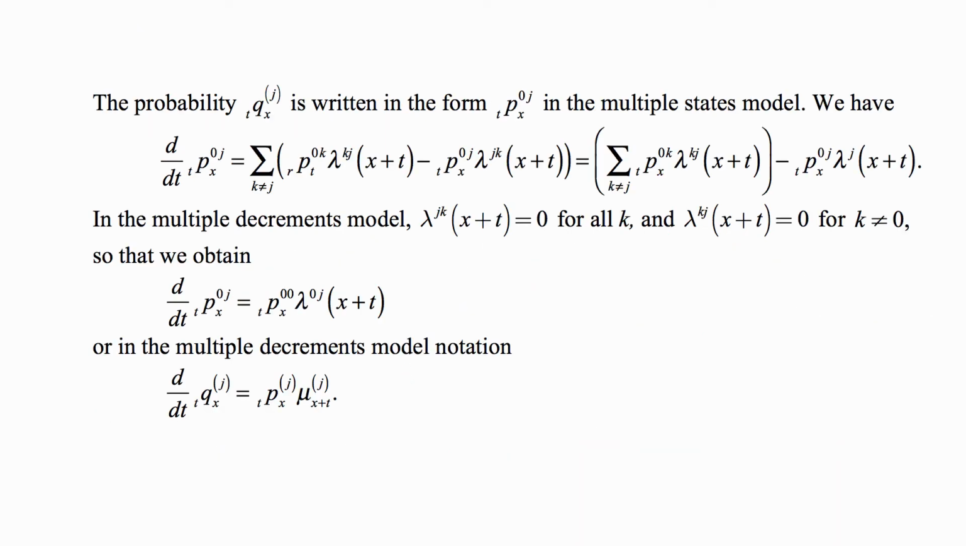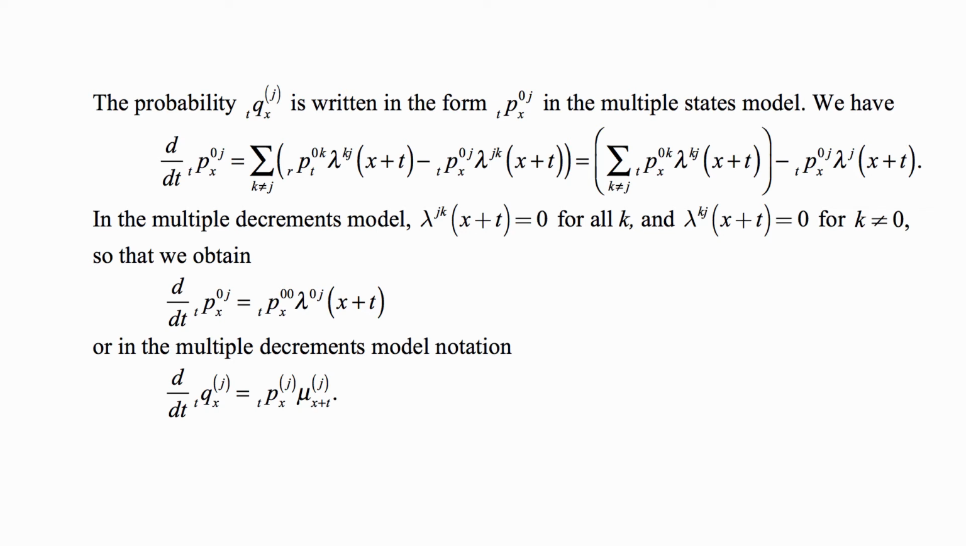The probability tqxj is written in the form tpx 0j in the multiple states model. Transition from state 0, alive, to j, being taken out of the group by decrement j. So we just write this now with the same notation in the equation that we talked about.